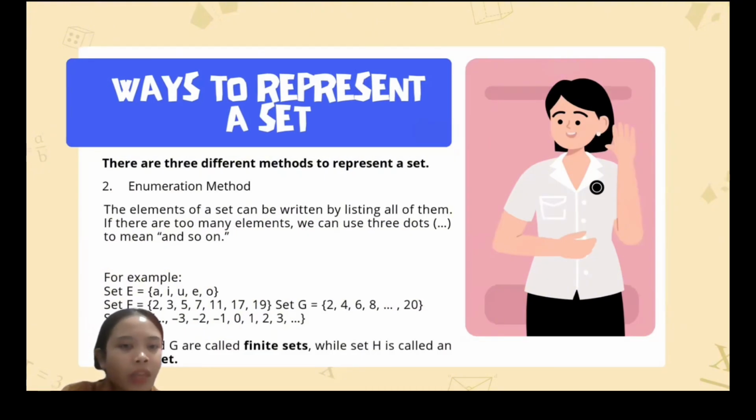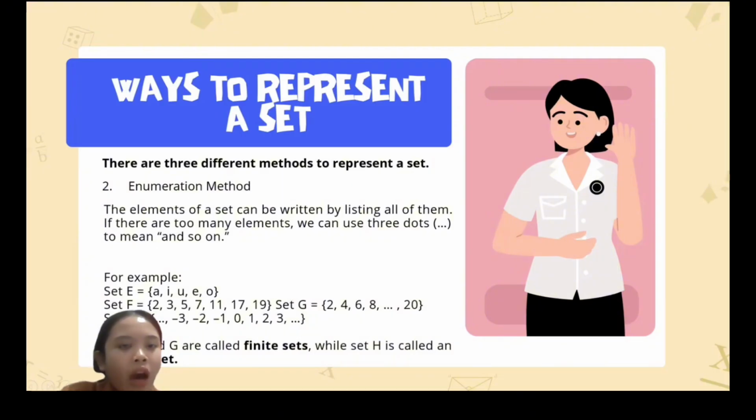In this method, the elements of a set can be written by listing all of them. If there are too many elements, we can use three dots, these symbols, to mean "and so on." For example, set E equals {A, I, U, E, O}. Set F equals {2, 3, 5, 7, 11, 17, 19}. Set G equals {2, 4, 6, 8, ..., 20}. And lastly, set H equals all integers from negative infinity to positive infinity.